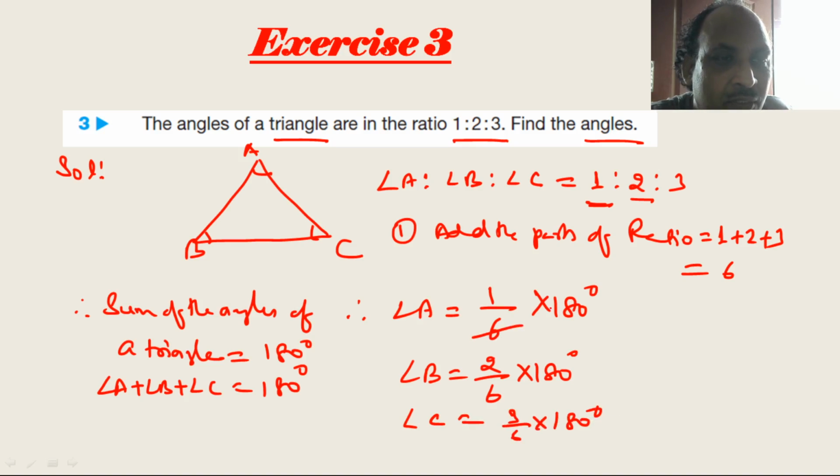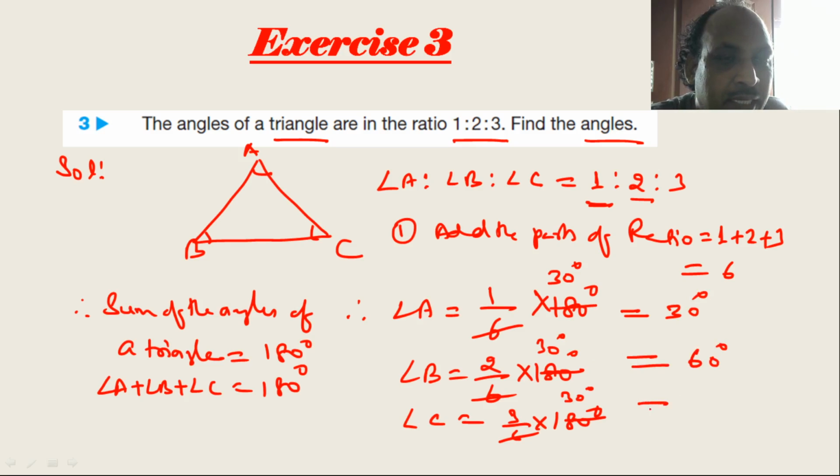Cancelling, so we can cancel it as 30 degree. It is 30 degree and it is 30 degree we have cancelled. So angle A has become 30 degree. Angle B has become 30 into 2, that is 60 degree. And angle C has become 30 into 3, that is 90 degree. Okay, good. So it is a right angled triangle.